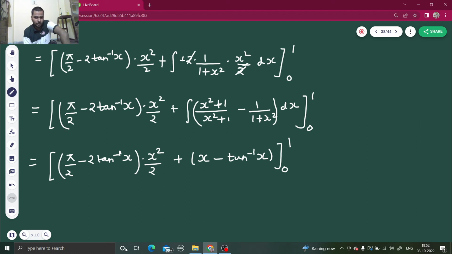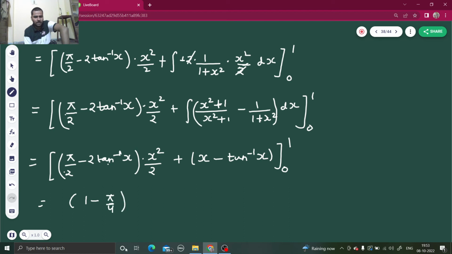So here orally I am solving, when you will put 1, this will become tan inverse 1 which is pi by 4, 2 into pi by 4 is pi by 2, pi by 2 minus pi by 2 is 0. So this entire bracket is becoming 0, so the entire first term becomes 0. And when you put 1 here, it will become 1 minus tan inverse 1, that is pi by 4.